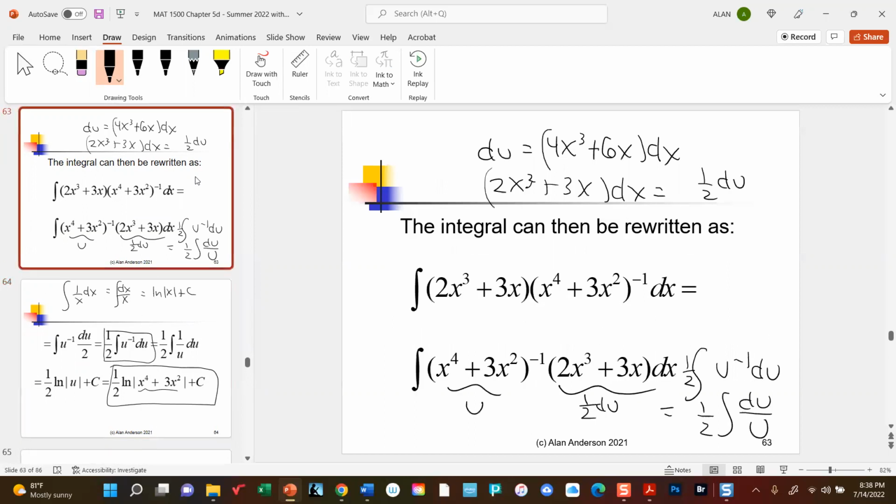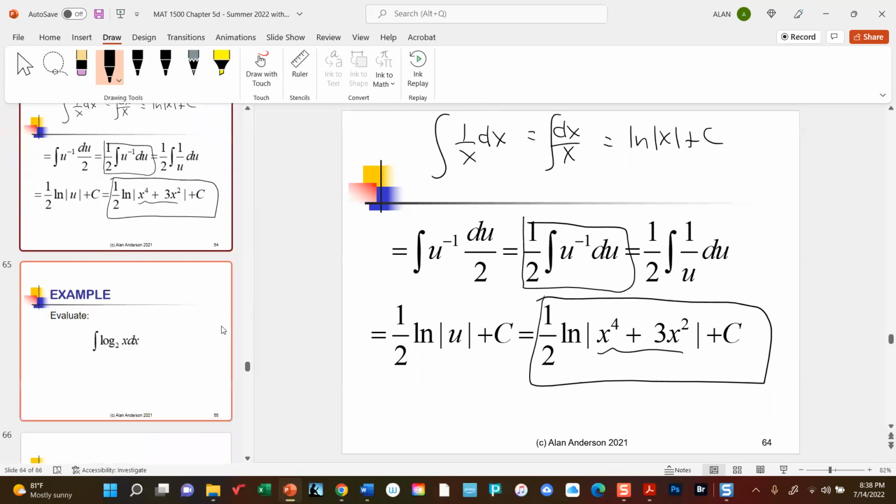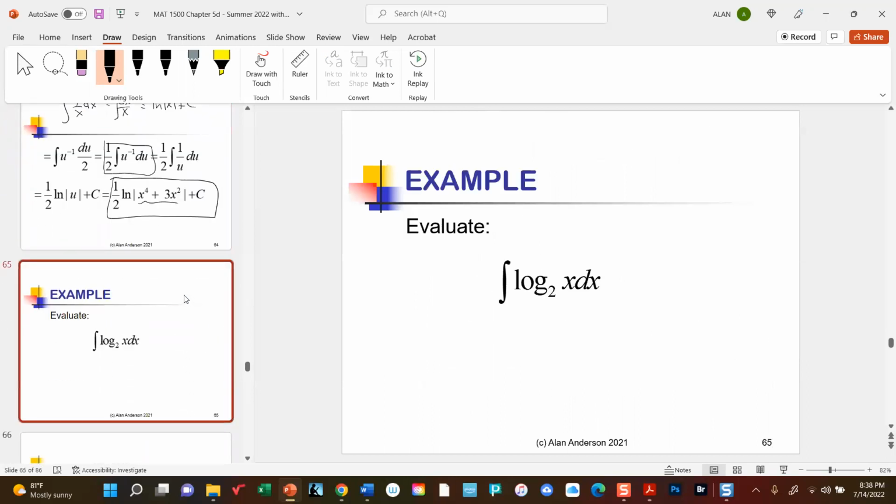So here the clever strategy was to say, well, we're getting close to having this du, but it's not quite there. And yet it's a constant that's the problem. So why don't we rewrite this as 1/2 du and then move that 1/2 on the outside, and then we'll be all set. And then the rest falls right into place.